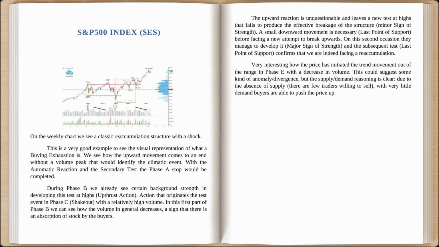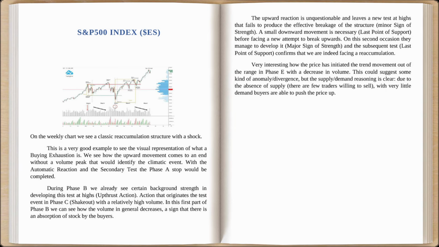In this first part of phase B, we can see how the volume in general decreases, a sign that there is an absorption of stock by the buyers. The upward reaction is unquestionable and leaves a new test at highs that fails to produce the effective breakage of the structure, minor sign of strength. A small downward movement is necessary, last point of support, before facing a new attempt to break upwards. On this second occasion, they managed to develop it, major sign of strength, and the subsequent test, last point of support, confirms that we are indeed facing a reaccumulation.